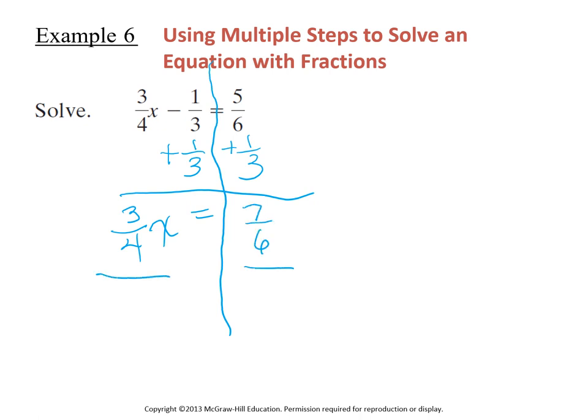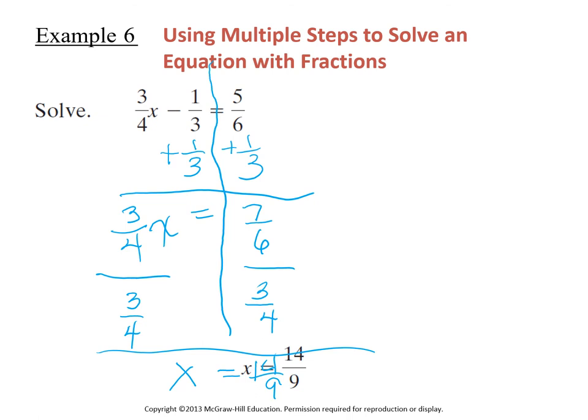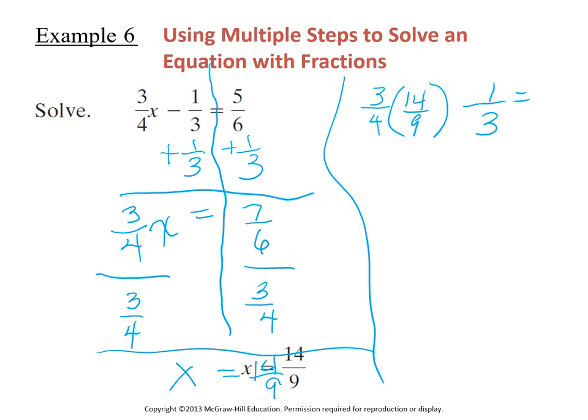Now I'll either divide by 3/4 or multiply by 4/3, which is the same thing. And 7/6 divided by 3/4 gives me 14/9. So I can check my solution by taking 3/4 times 14/9 minus 1/3 and making sure that equals 5/6 on both sides and that you get a balanced statement.